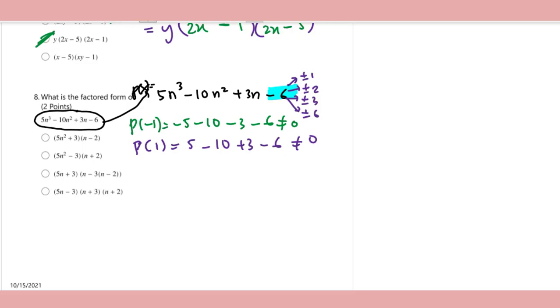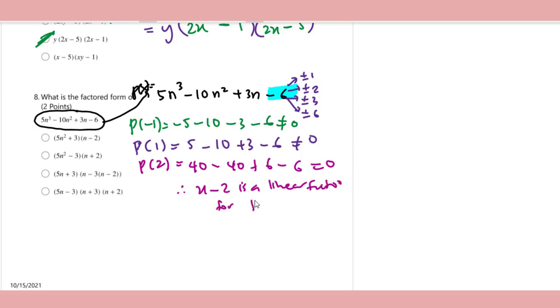Okay, next step. Try P of negative 2 or P of 2. 2 cubed is 8, times 5 is 40, minus 40, plus 2 times 3 is 6, minus 6 is 0. It is equal to 0. Then conclude n minus 2 is a linear factor for P(n). So we get one linear factor and we're done.